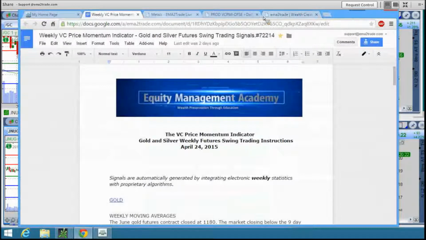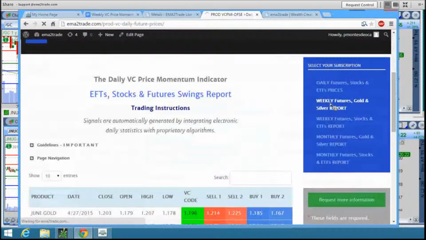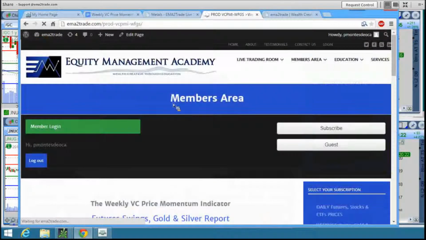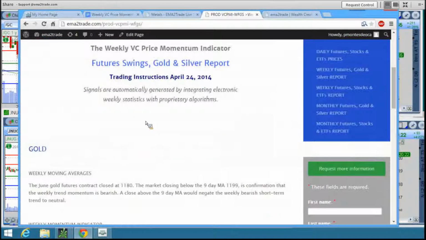This report covers the weekly futures swing trading signals that are produced and posted every Saturday, based on the previous week's statistics. And we use this report to swing trade basically in the gold and the silver market. And you get this report on Saturday for the following week.